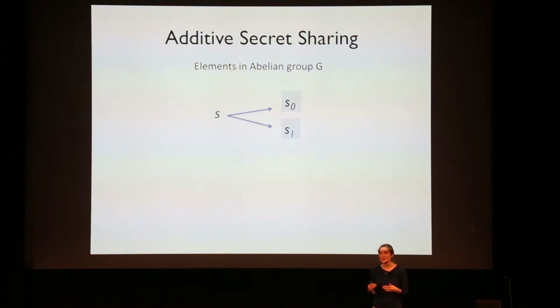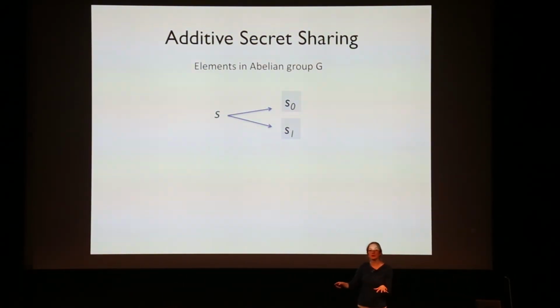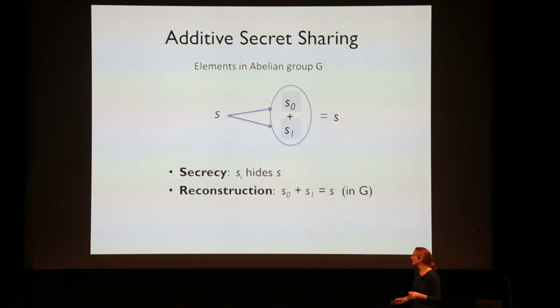Suppose that I have some secret group element, S, that I'd like to split across two different people, in such a fashion that each of these two different group elements individually hides the secret S. On the other hand, if I take the two elements together, they have an additive reconstruction. If you think about it for a couple of seconds, a possible construction here is just to choose S0 completely at random and have S1 be the appropriate value to give you reconstruction.